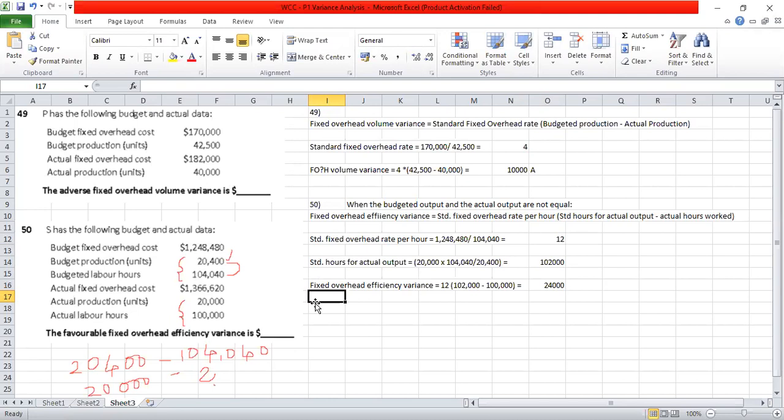Ma'am, the budgeted hours is more than the actual labor hours. Okay. They have consumed less hours. So the budgeted hours allowed are 102,000, but they have consumed only 100,000 hours. So on cost aspects, if they are less than the budgeted figures, then it is a favorable thing. So it becomes a favorable variance. The answer is 24,000 favorable.